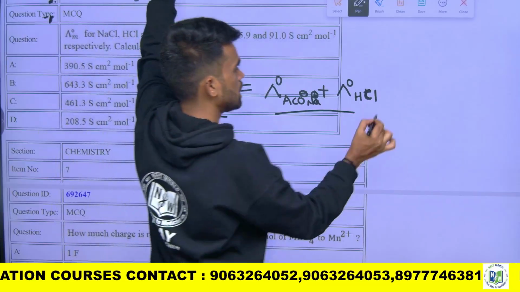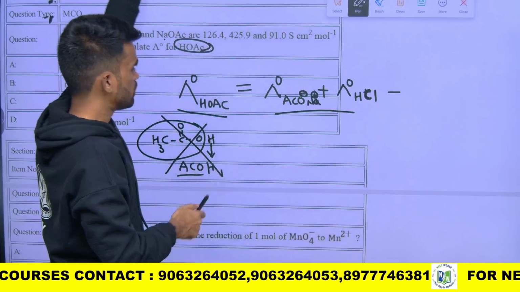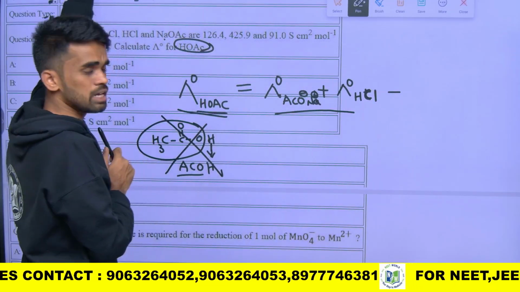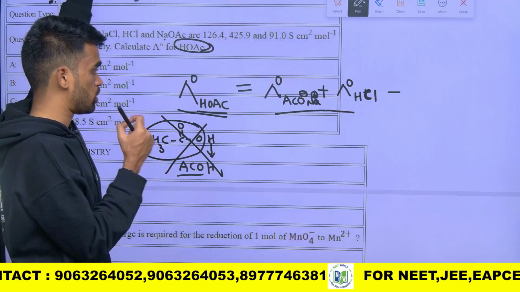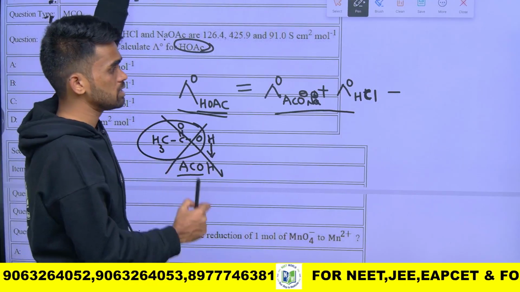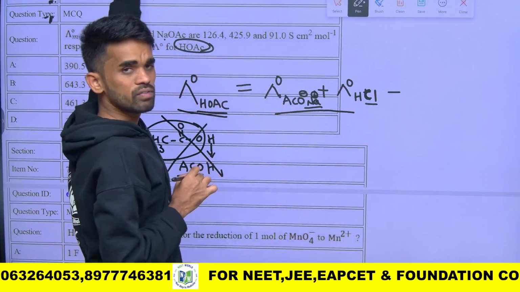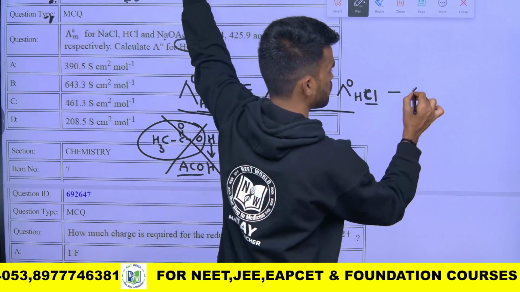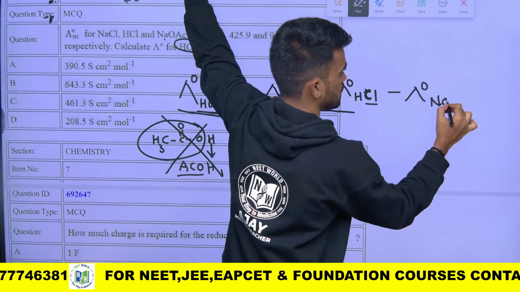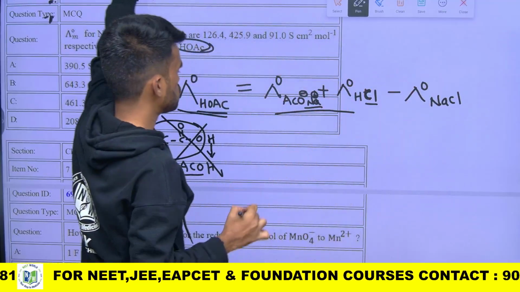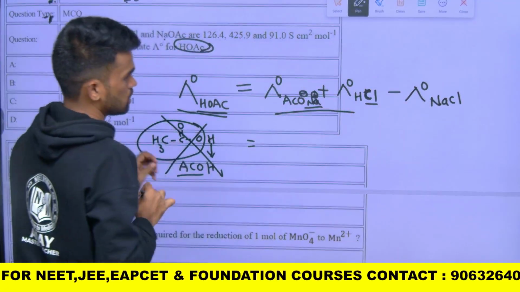Then next, minus. In this we require only the H plus ion conductance and the acetate ion conductance, but here we have sodium which is an extra part, and here we have chloride which is an extra part, so I am removing them as delta naught of NaCl. This is a basic thing, right? I hope everyone knows about this. How can we do it now?